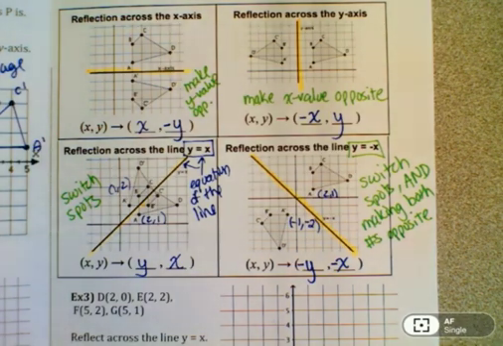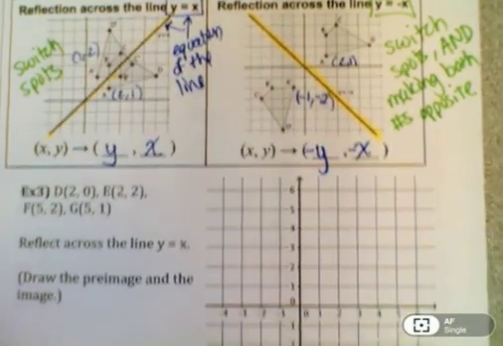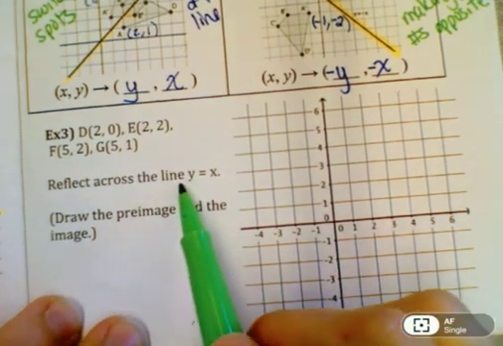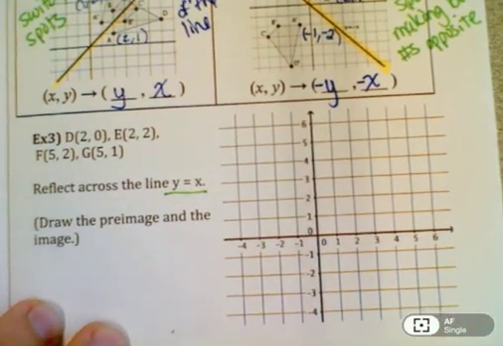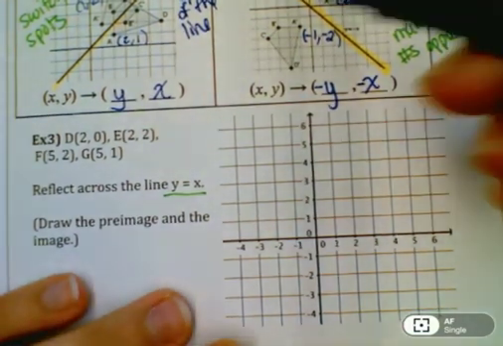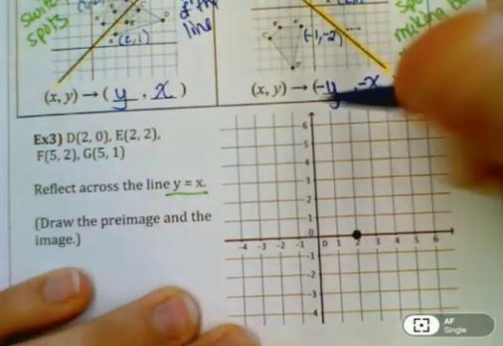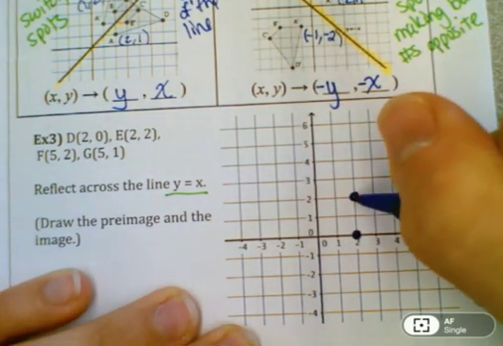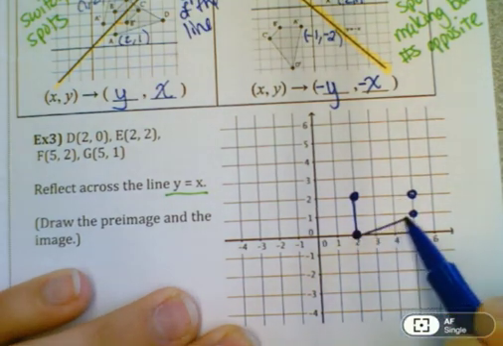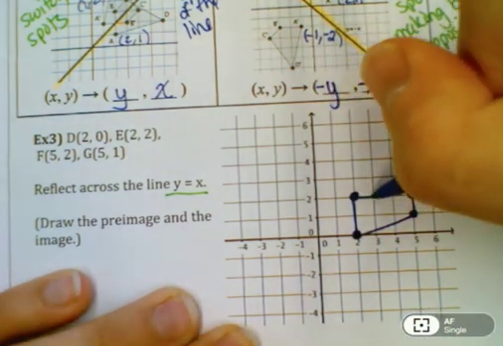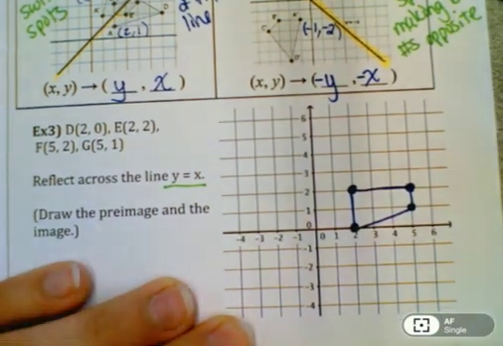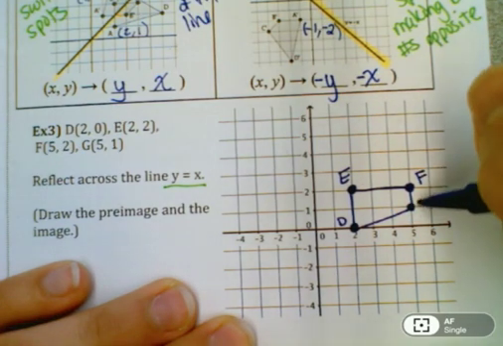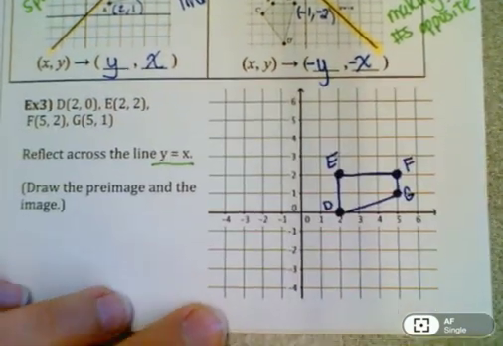And then let's do example 3. Example 3 gives us 4 points to plot, and then tells us to reflect across the line y equals x. So let's first plot those points. You can do that at the same time I do. Okay, I've got a lovely little trapezoid there.